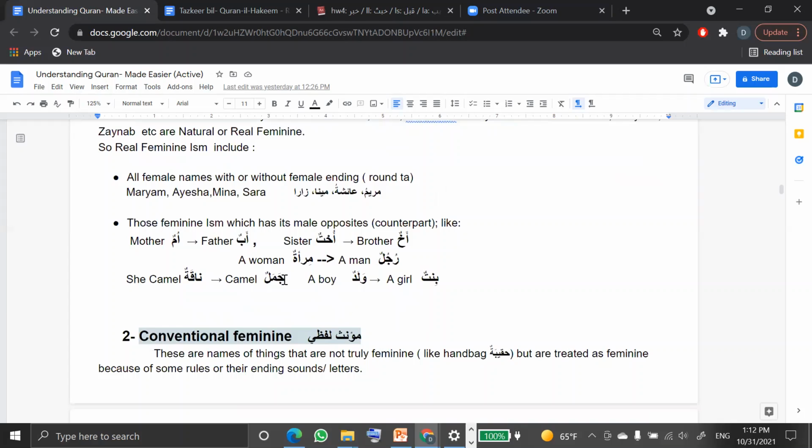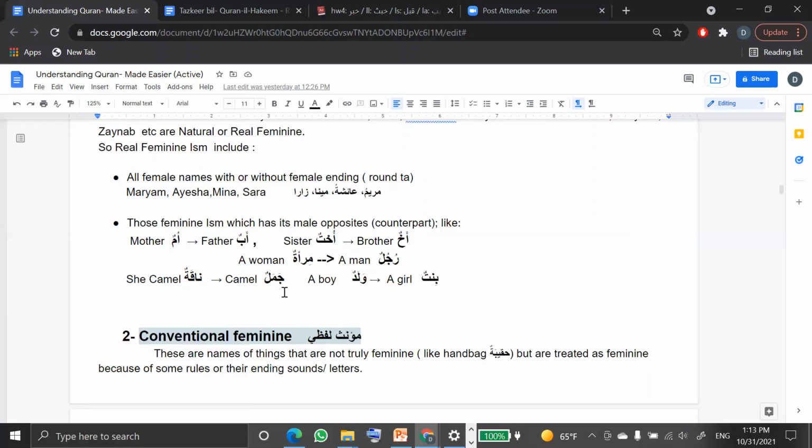Also, if you have a lioness, you have the opposite gender, lion. The same way, the she-camel is naqatun, and the male camel is jamalun. So all these, like in animals, bakaratun, the cow.